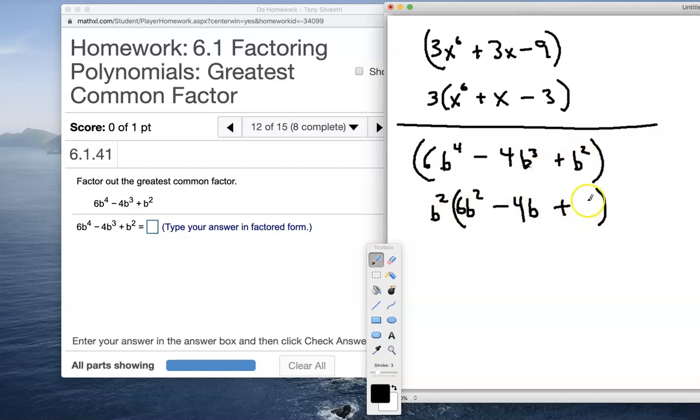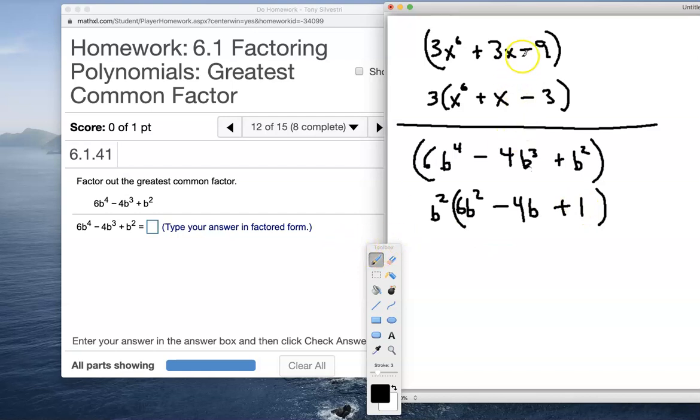Now, some people put 0. That would not be right. Don't put 0 there because b squared times 0 is 0. This is the case where you have to put the 1, or you lose the term. Because think about it. Multiply through. If I multiply through, I'll get the 6b to the 4th. I multiply through, I get minus 4b cubed. B squared times 1 is the b squared. So you make sure you have to put the 1 there.